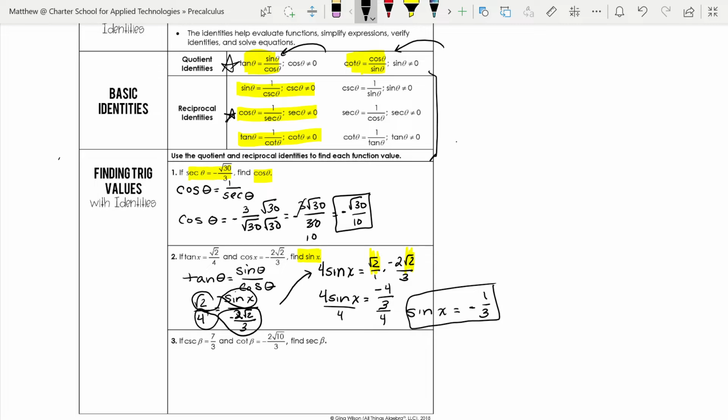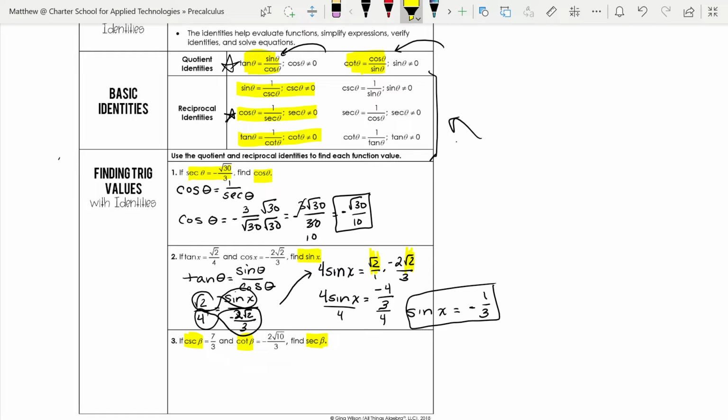Okay, so there's example 2. Now, a little bit more involved, but still, we're just using one of the top identities. So let's take a look at the third one and see if we can figure out which one of these things up here I can use in order to solve for secant beta if we're given cosecant and we're given cotangent. Well, if I'm looking on the top here, I have nothing that compares these two in the reciprocal identities.